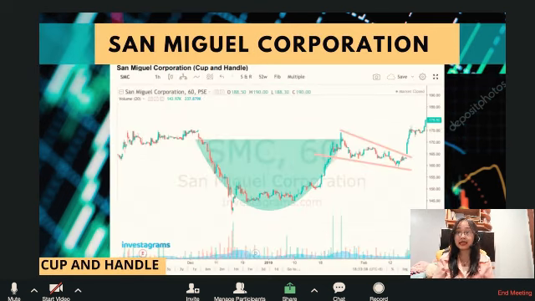Second example is the San Miguel Corporation, wherein it utilizes the cup and handle, in which this kind of chart pattern is a bullish continuation pattern that is used to show a period of bearish market sentiment before the overall trend finally continues in a bullish motion. The cup appears similar to a rounding bottom chart pattern, and the handle is similar to a wedge pattern, which is basically explained in the next section.